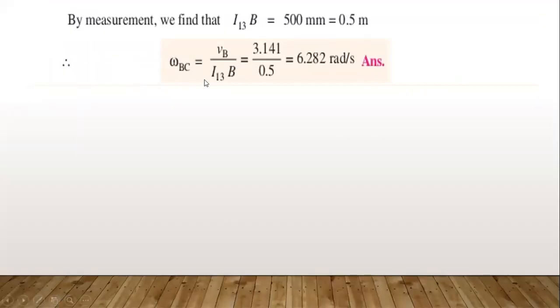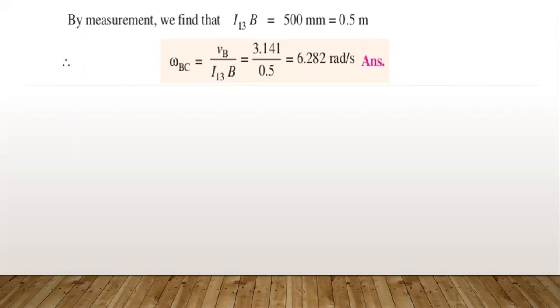Then by measurement, we find that the distance from the instantaneous center I13 to B is 500 mm, which is converted into meters, that is 0.5 meters. Next, angular velocity of BC is taken as velocity of B divided by I13 B. We have already defined the value of velocity of B.